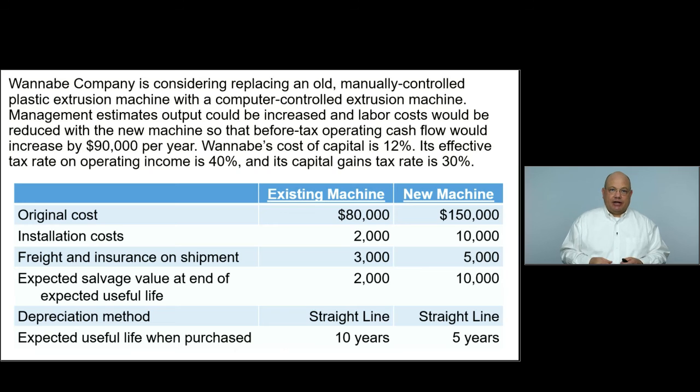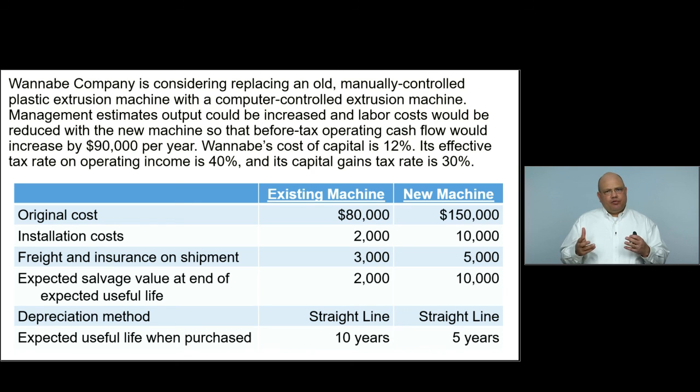So here's our information. A Wannabe company is considering replacing an old manually controlled plastic extrusion machine with a computer controlled extrusion machine. Management estimates output could be increased and labor costs would be reduced with the new machine, so that before tax operating cash flow would increase by $90,000 per year. Wannabe's cost of capital is 12%. Its effective tax rate on operating income is 40%, and its capital gains tax rate is 30%.